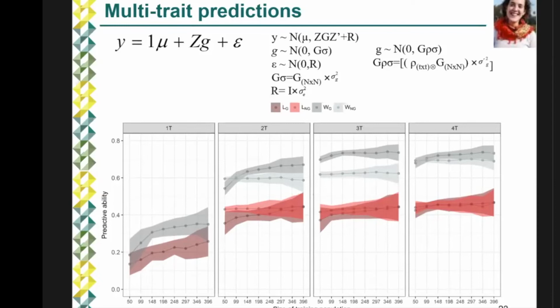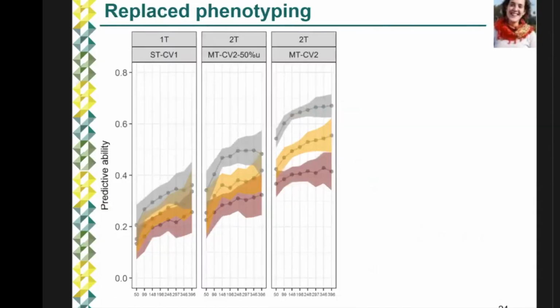But there is an improvement in the prediction ability, mainly from 1 to 2 traits, but not so much from the other ones. These are correlated traits, right? So an improvement.